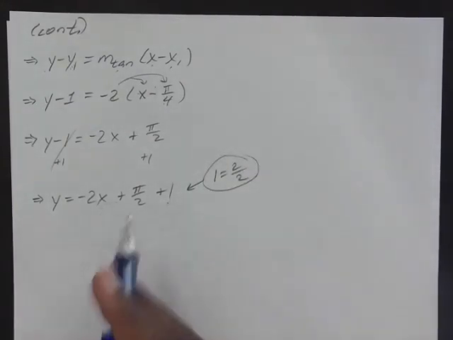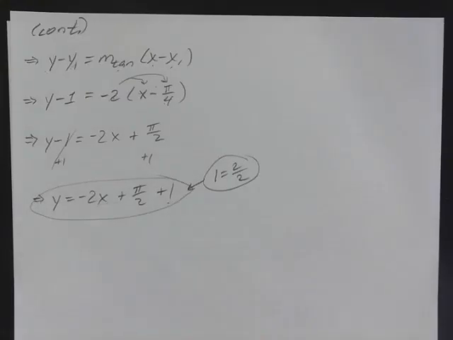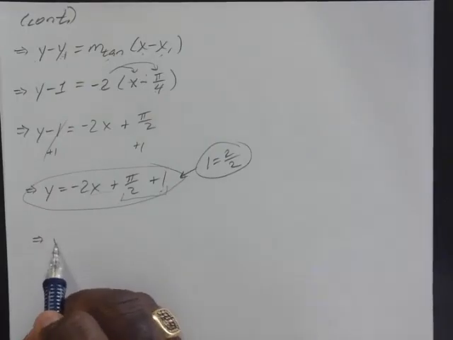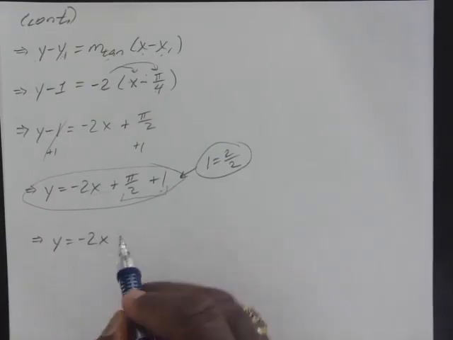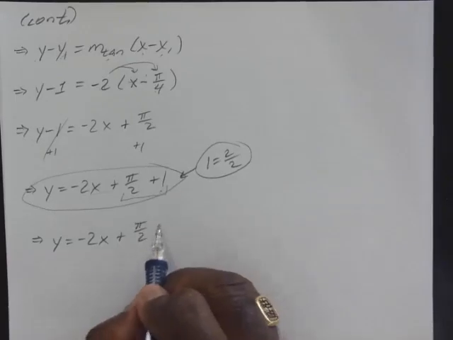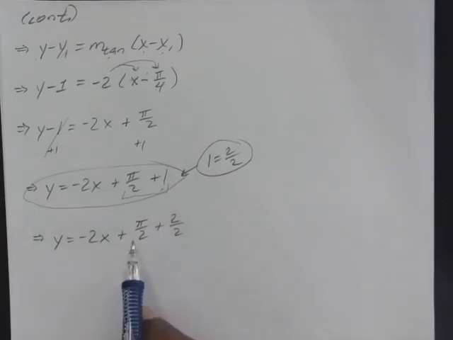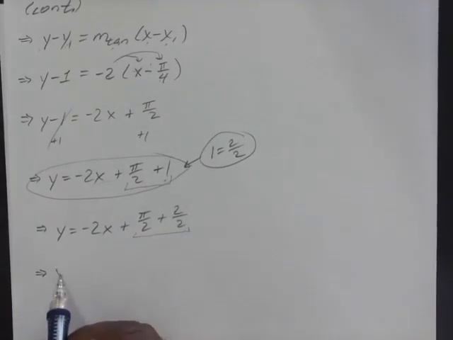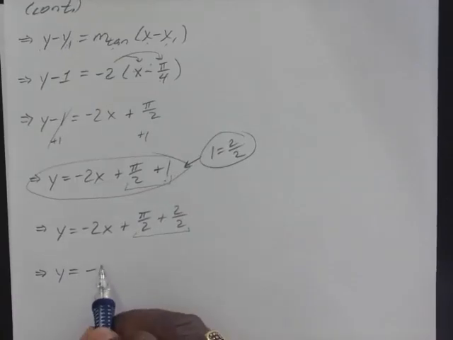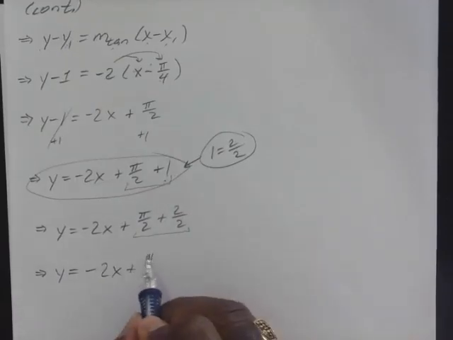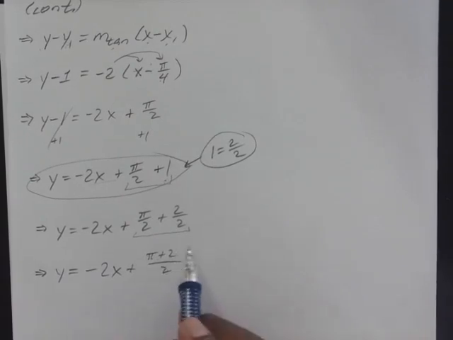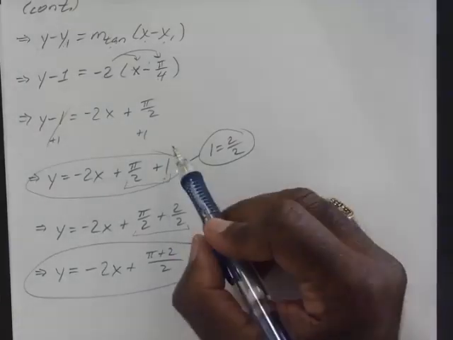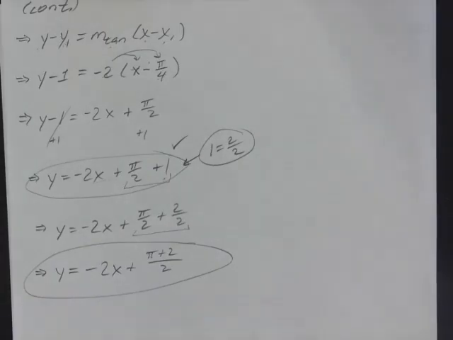And again, they might take it like that, so I'd try to plug this in first. But if they don't, we just combine those two. Negative 2x plus pi over 2 plus 2 over 2, where these two now have the same denominator. So its simplified form is negative 2x plus pi plus 2, all over 2. And again, they should take this form. This is only if they don't.